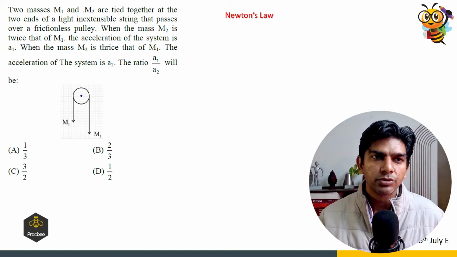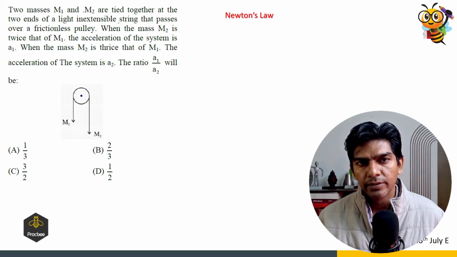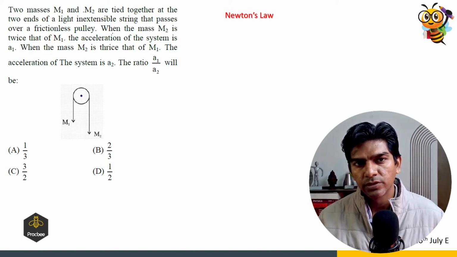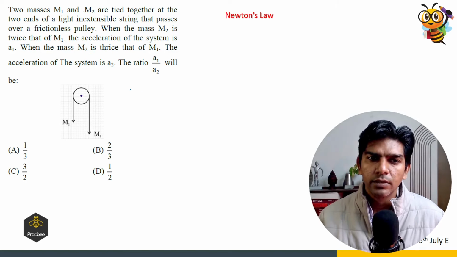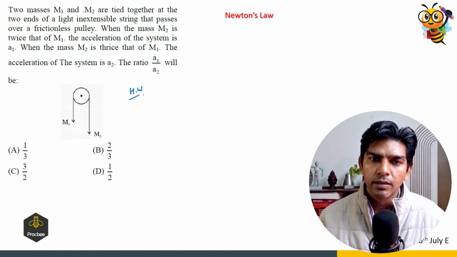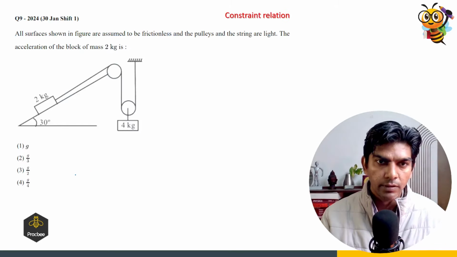Right, so let us see this question. Two masses m1 and m2 are tied together at the end of a light inextensible string and pass over a frictionless pulley. When the mass m2 is twice of m1, acceleration of the system is a1, and when mass m2 is thrice of m1... Again it is based on the Atwood machine, so I'm not going to cover this. I'm keeping this as homework. Try to solve this by yourself. If you try to solve this, you will get option B as the answer.